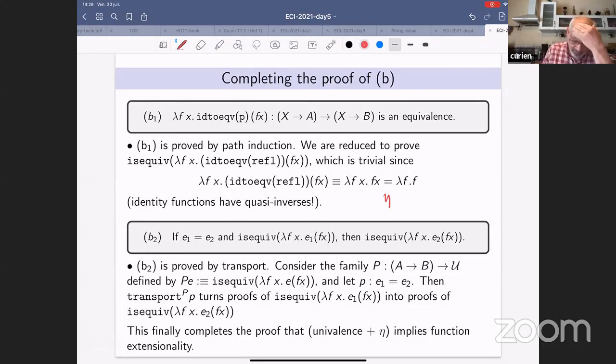Okay, B2 now is even easier. Well, there's almost nothing to say. We just have to find the good family. So we take the family P from A arrow B to U, defined by P of E as exactly the thing that we wish, that is this type, is a equivalence of lambda f x. E f x. And we take a path from E1 to E2, because this is the assumption of B2, and then the second assumption of B2 is that we have an element in this type, and we can just transport it by P.